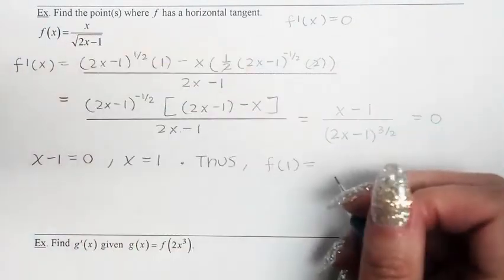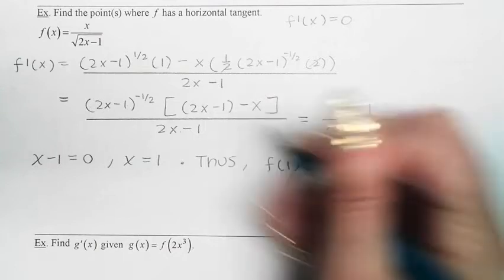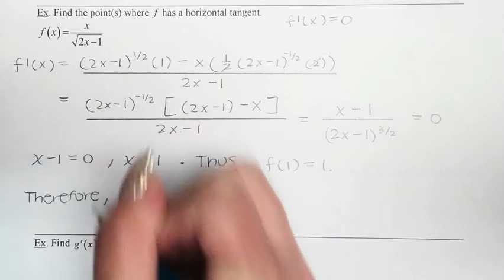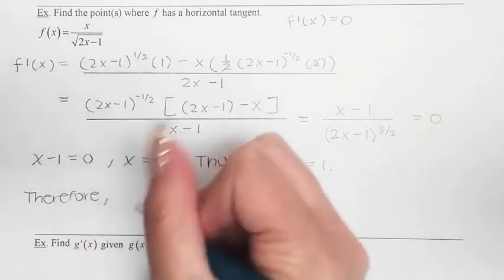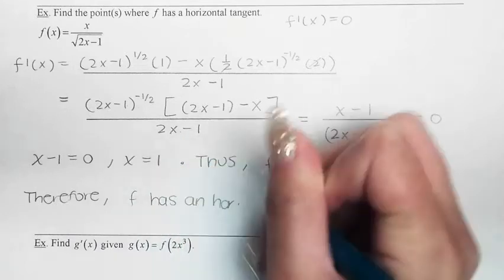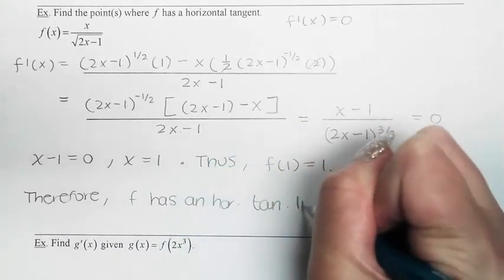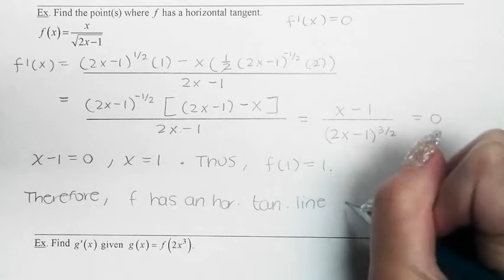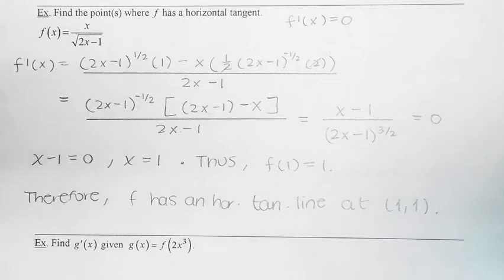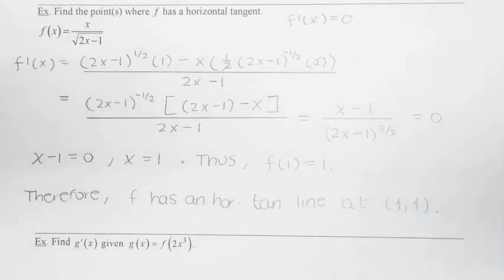F in the original, you know that that's going to be 1. Therefore, what we have is that f has a horizontal tangent line at the point (1, 1). Okay, so that's what we have for this problem. Please remember to conclude, and when they tell you point, the expectation is that you actually have a point.